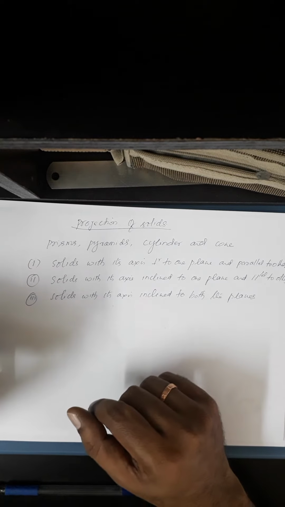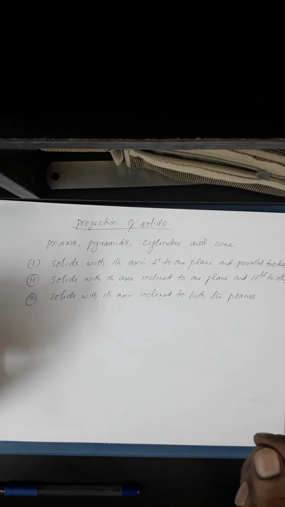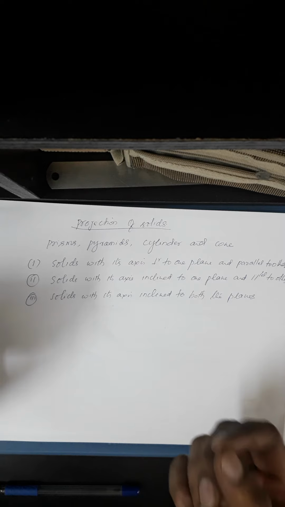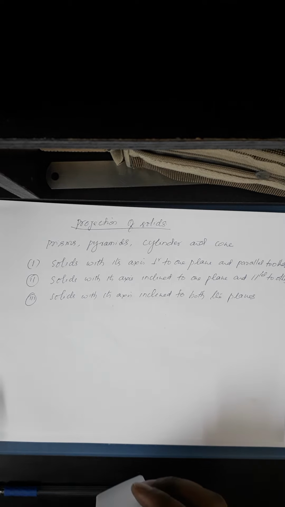So we'll go for the first one. Solids with its axis perpendicular to one plane and parallel to the other. In that case, we can go for two: the axis of the solid perpendicular to HP and parallel to VP, and the other case, the reverse, that is perpendicular to VP and parallel to HP. We'll see how these conditions can be drawn in HP and VP, the projection of the solids when its axis is perpendicular to one plane and parallel to the other.